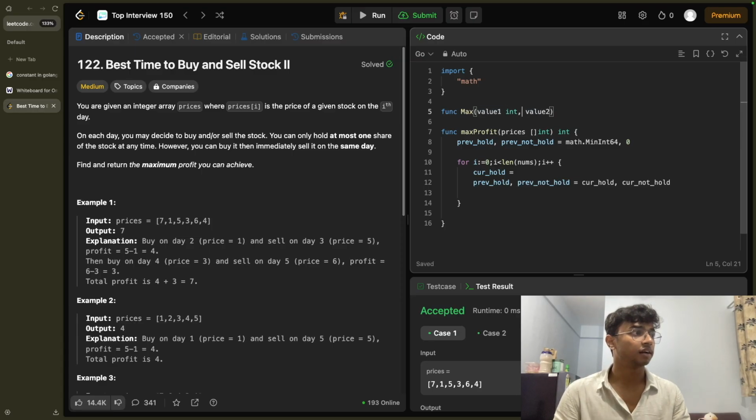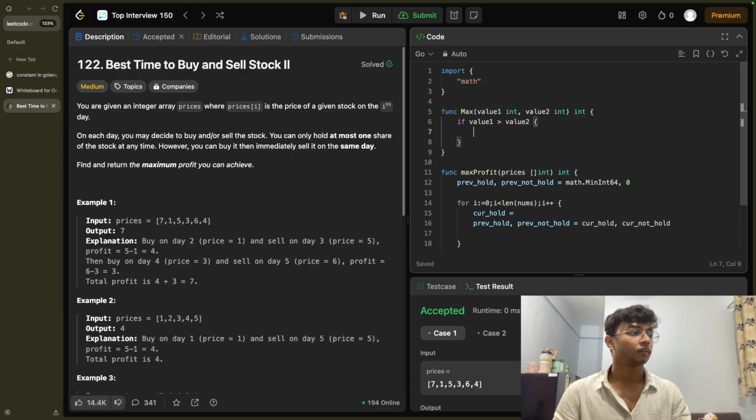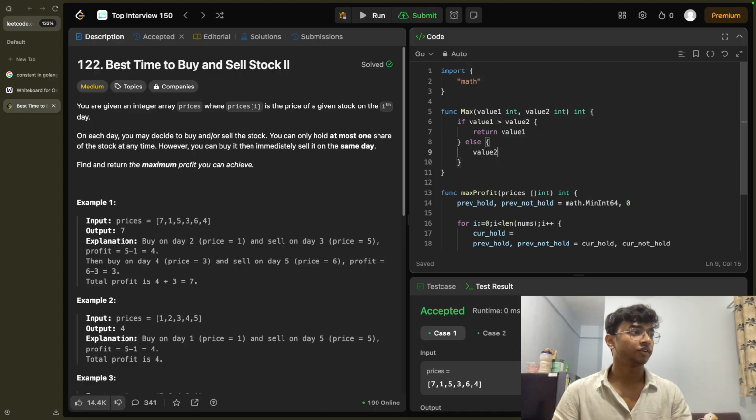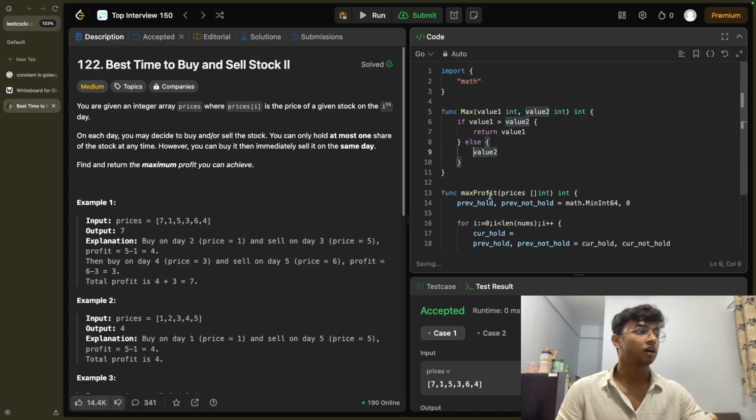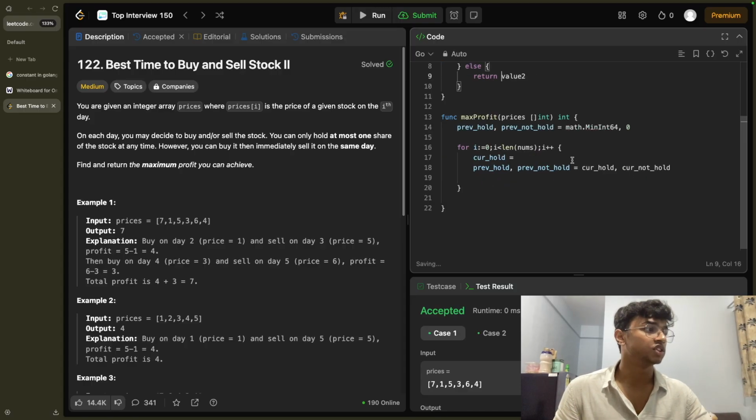We don't need to use that. That's a Python thing. And we also want to return an integer. And we are just going to check that if our value 1 is greater than our value 2, we're going to return value 1, or else we just want to return value 2. So that's our function right there. And this will allow us to quickly get the maximum value, and the comparison will be comparatively straightforward.